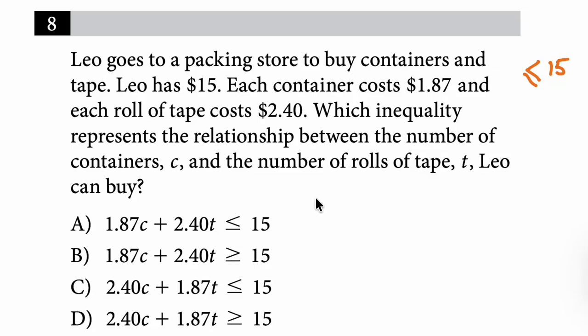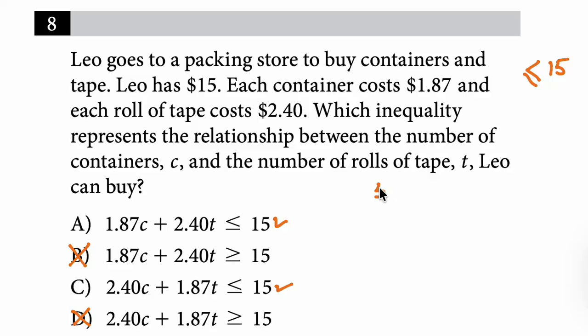So sometimes deleting the wrong options accelerates the process of solving the question. If I see this is the inequality, only A and C options are giving me this inequality. So B and D are already deleted, right? Each container costs this much and each roll of tape costs this much. Which inequality represents the relationship between the number of containers C and the number of rolls of tape T Leo can buy? Now, let's stop here.